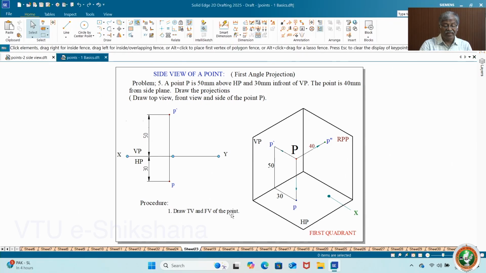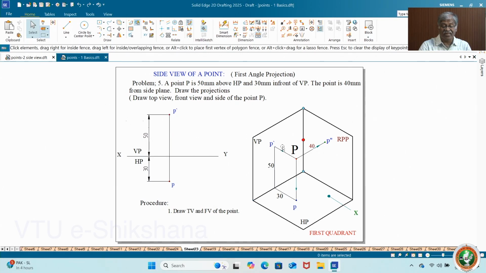Now I am indicating the procedure. Draw top and front views of a point, P dash and P. Now how to fix the side view? The side view is 40 mm from LPP or RPP. Now how to fix this? So draw the XY line, continue, and then fix 40 mm from this.